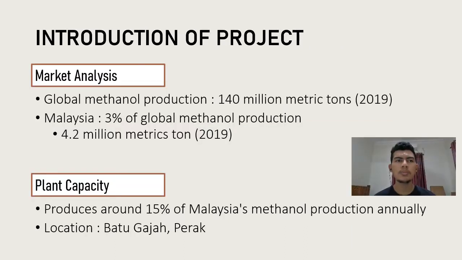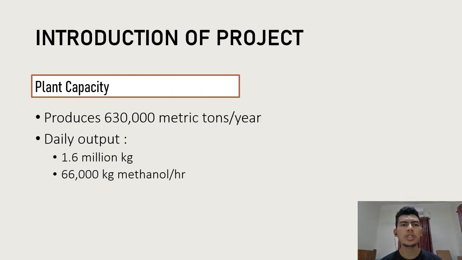Next, for the plant capacity, our plant is aimed at producing 50% of Malaysia's annual methanol production. The plant will be based at Batu Gajah, Perak. To meet this production goal, we would have to produce 630,000 metric tons of methanol annually. That means 1.6 billion kilograms of methanol daily, or 66,000 kilograms per hour.